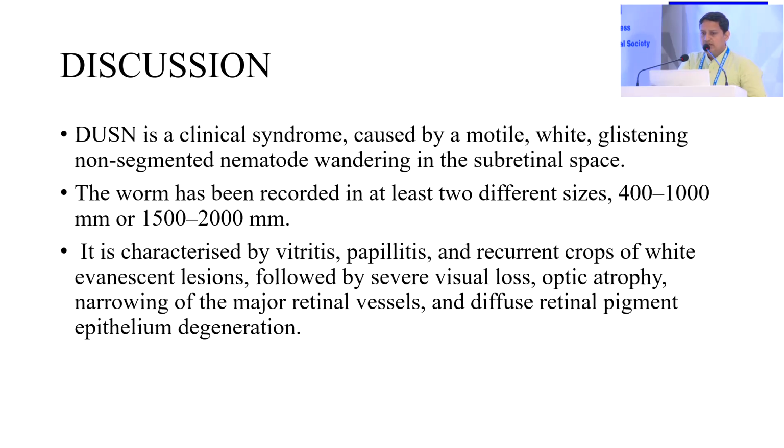DUSN is a clinical syndrome caused by a motile white, glistening, non-segmented nematode entering the subretinal space. The worm has been recorded in at least 2 different sizes: 400 to 1000 micrometers or 1500 to 2000 micrometers.